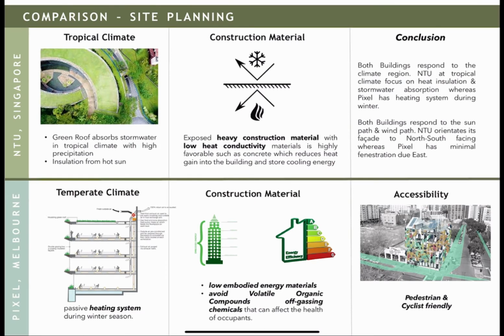So moving on to the third part, which is comparison. We did a comparison for 3 aspects. For the first one, which is site planning, we came to a conclusion that both buildings respond to the climate region. NTU is in a tropical climate, so they focus on heat insulation and stormwater absorption, whereas the Pixel Building has a heating system during winter. Both buildings also respond to the sun path and wind path. NTU orientates its facade to the north and south facing, whereas Pixel has minimal penetration due east.